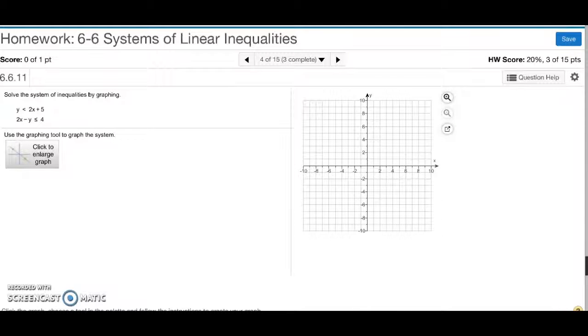Okay, so let's take a look at number 4. It is again asking us to graph the system of inequalities by graphing. Looking at both inequalities, we can see that we only have to solve for y for the second one. The first one is in slope-intercept form. So let's solve the second one.